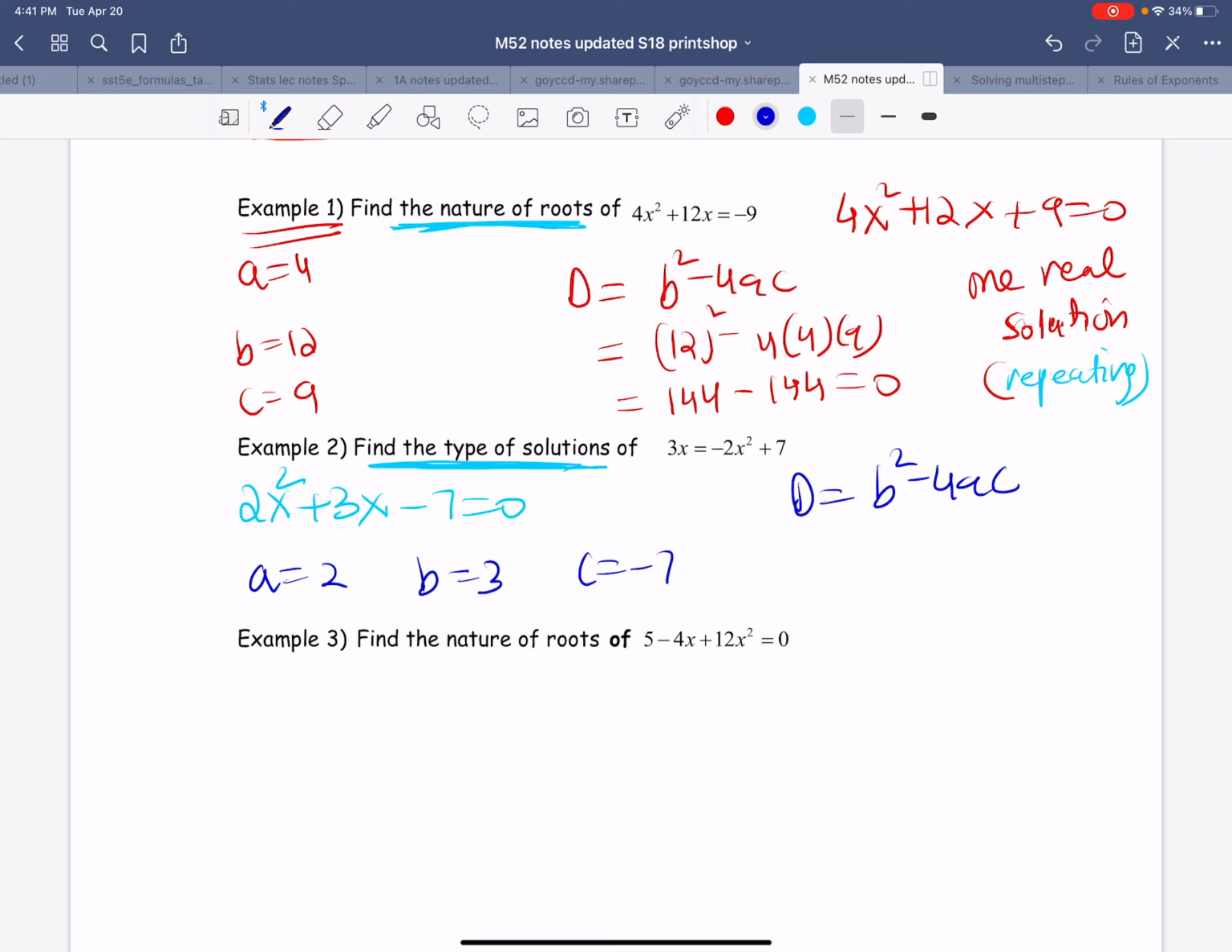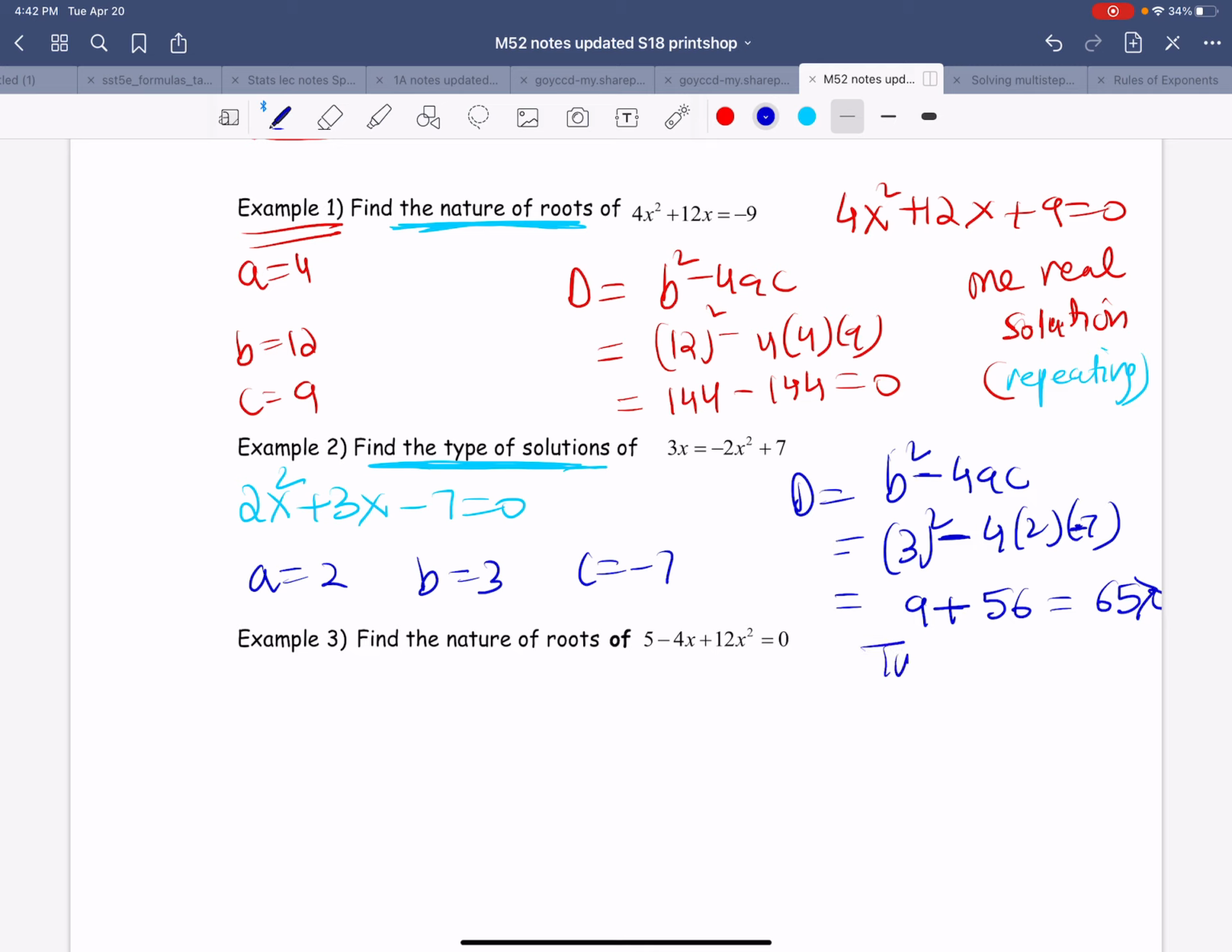Discriminant is b squared minus 4ac. So 3 squared minus 4 times 2 times negative 7. That turns out to be 9 plus, negative times negative would be a positive, 4 times 2 is 8, 8 times 7 is 56. 56 plus 9 is 65. And that is greater than 0. So that means there would be two real solutions.